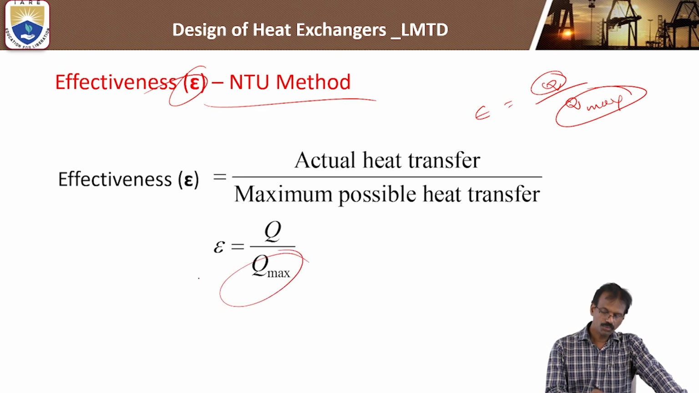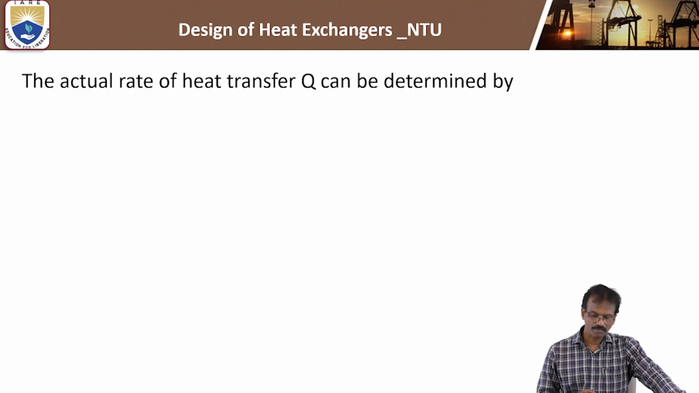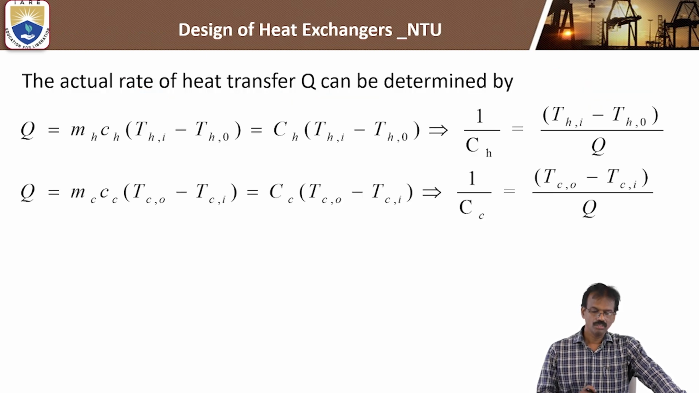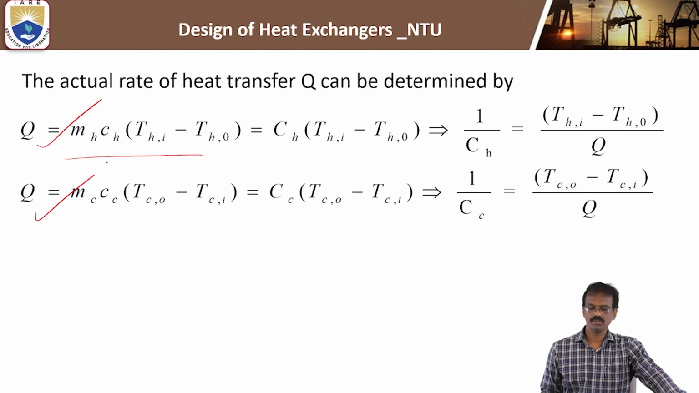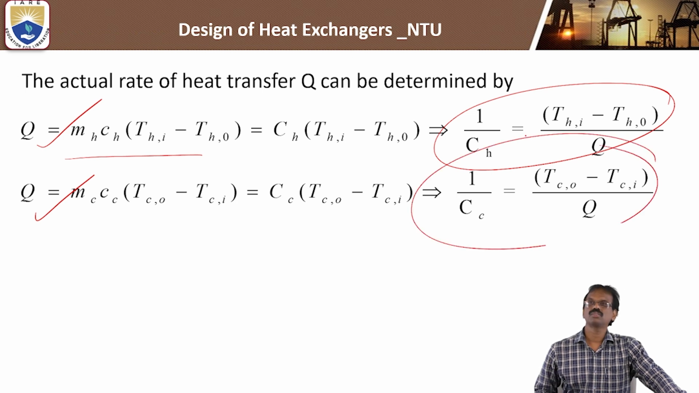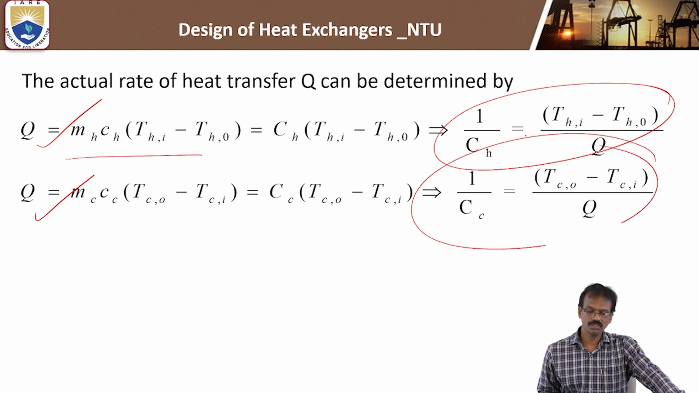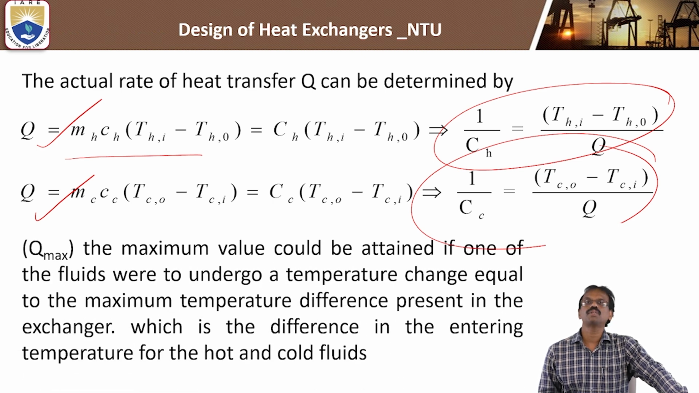Then how do we find Q max, the maximum possible heat transfer? What is the maximum possible heat transfer? We'll see. So these are the formulas to find the actual heat transfer. You know this one already; we saw it in the previous LMTD derivations. Now we'll see the maximum possible heat transfer.